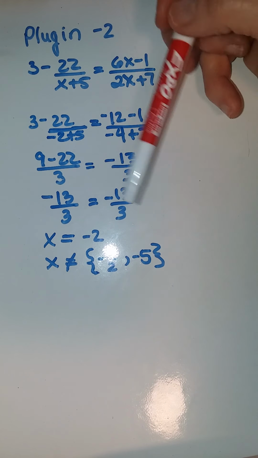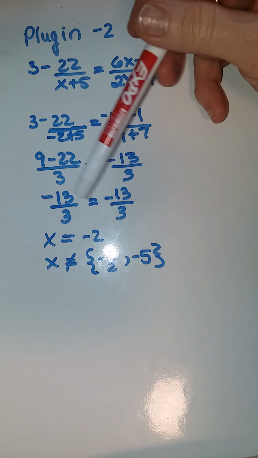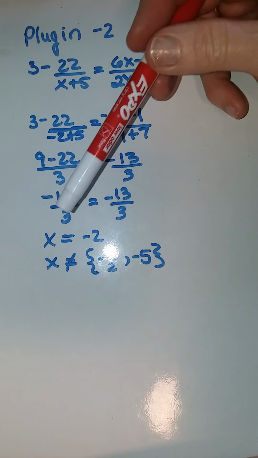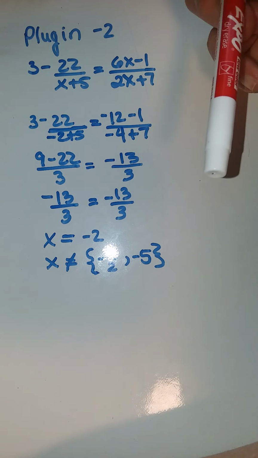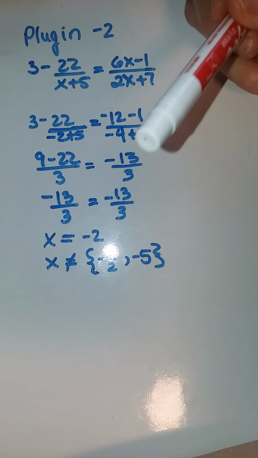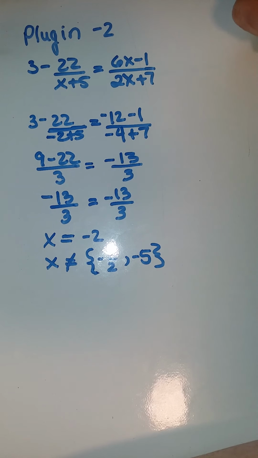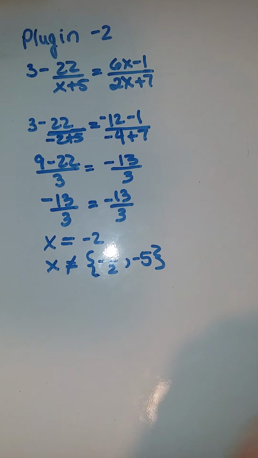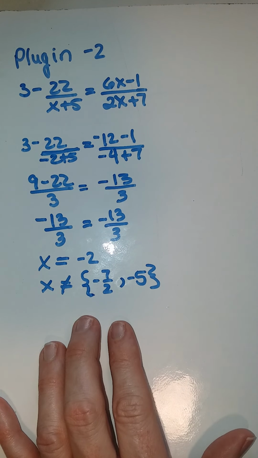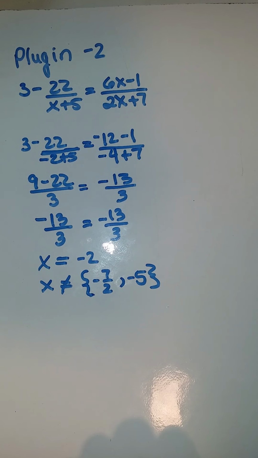And when we take away that 22 from 9, we're going to end up with negative 13 over 3, which means that x equals negative 2 is a valid solution. It's not extraneous. And then in the solution for this, we have to also identify what cannot be a solution. And that's negative 7 halves and negative 5. Hope that helps.